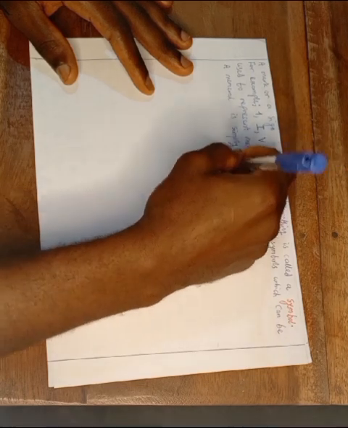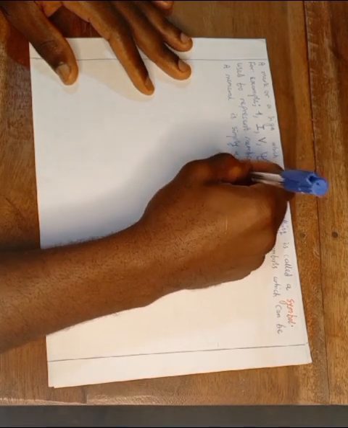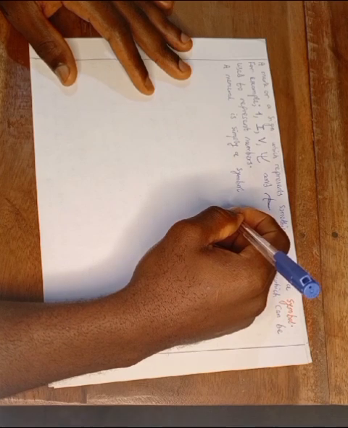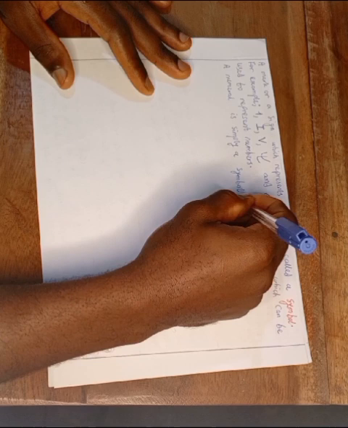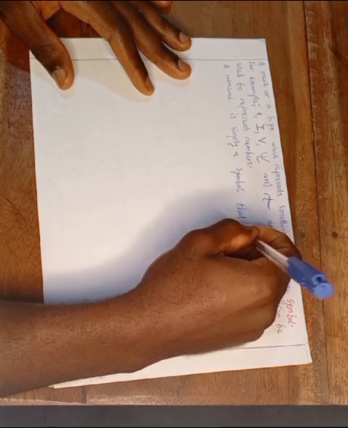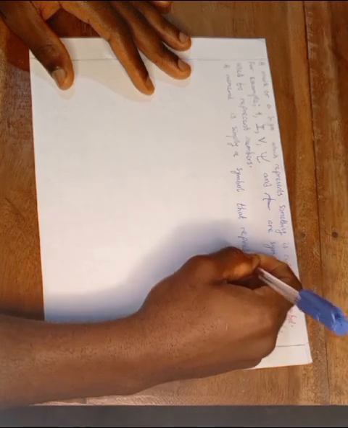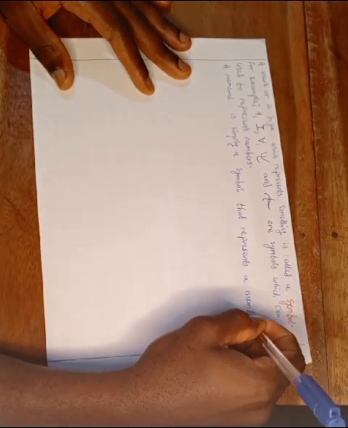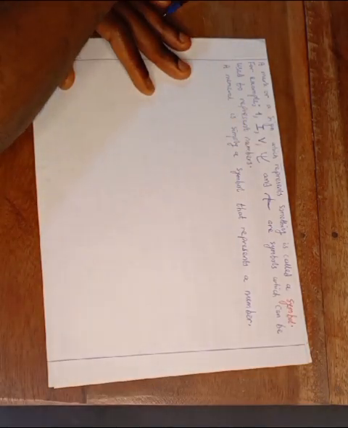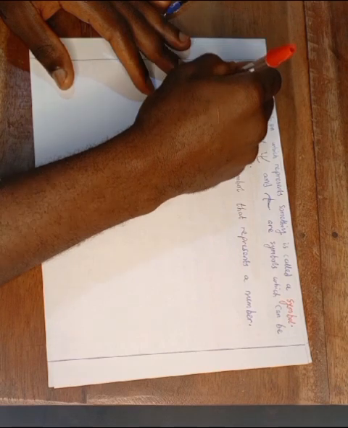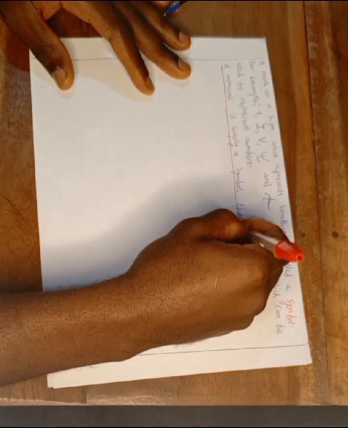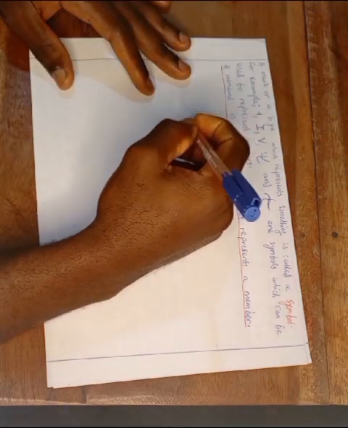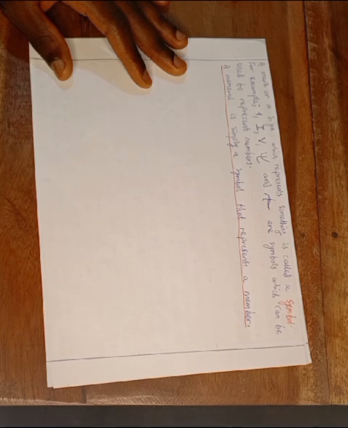Okay, now let's proceed by writing the exact definition of a numeral. What is a numeral precisely? A numeral is simply a symbol, as we are making use of the word symbol, that represents a number. A numeral is simply a symbol that represents a number. This definition is very important.